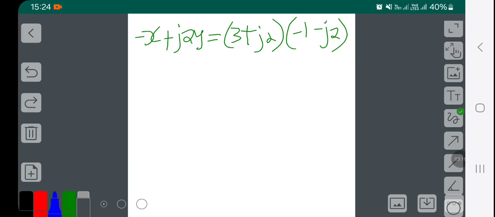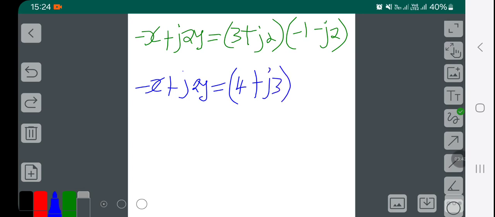Let me use a different color here. I'm going to use this equivalent example. Let's say minus x, I'm not going to change my left hand side, plus j2y equal to open bracket. Here I can say 4, I'm changing that 3, I'm going to use 4. Then imaginary number here I can use 3. Then another bracket I can say minus 1 minus imaginary number, here I can use minus 3. As you can see, the pattern is the same, but I just changed some of the numbers.